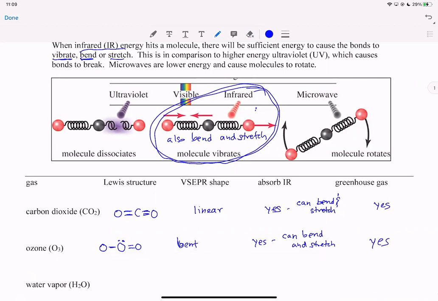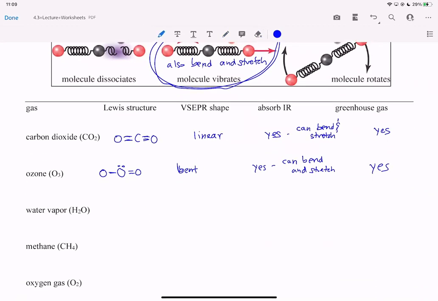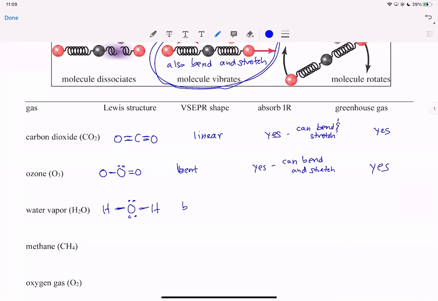The water vapor molecule has an oxygen as the central atom with two bonds, and then there are two lone pairs. We saw that water vapor is a bent shape. So two bonds and two lone pairs is the bent shape.